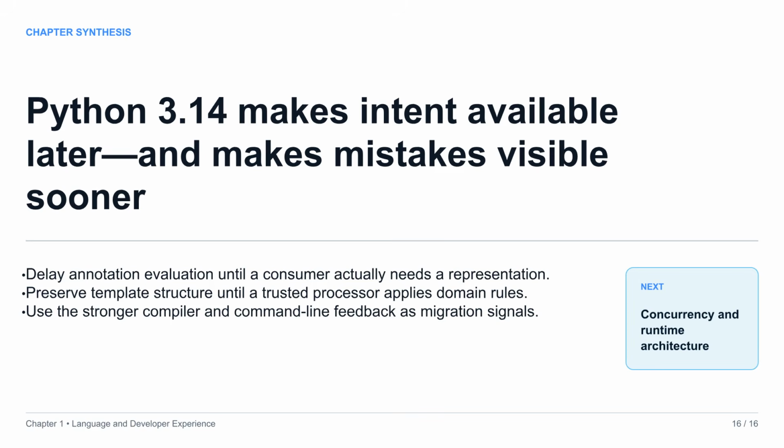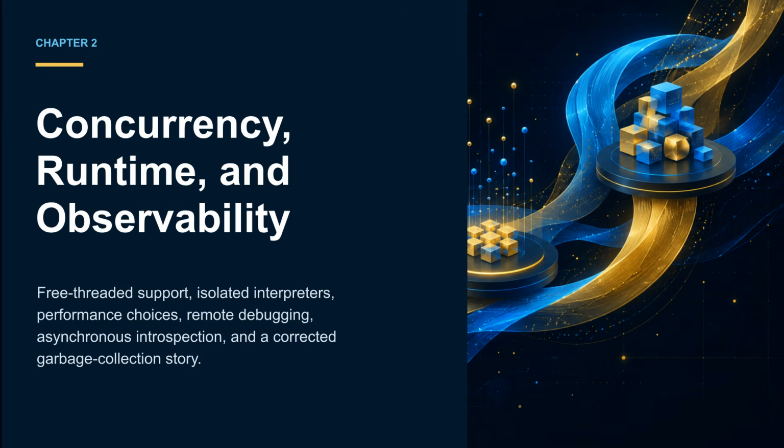The next chapter applies the same themes of explicit boundaries and controlled sharing to threads, isolated interpreters, runtime performance, and production observability. Python 3.14 expands the concurrency design space. The free-threaded build advances from experimental to officially supported, while remaining optional. Multiple isolated interpreters become accessible through the standard library and provide another route to multi-core parallelism. These are distinct models with different sharing, compatibility, and operational costs. The release also adds an opt-in tail call interpreter, a safe external debugger interface, and tools for inspecting asynchronous task graphs.